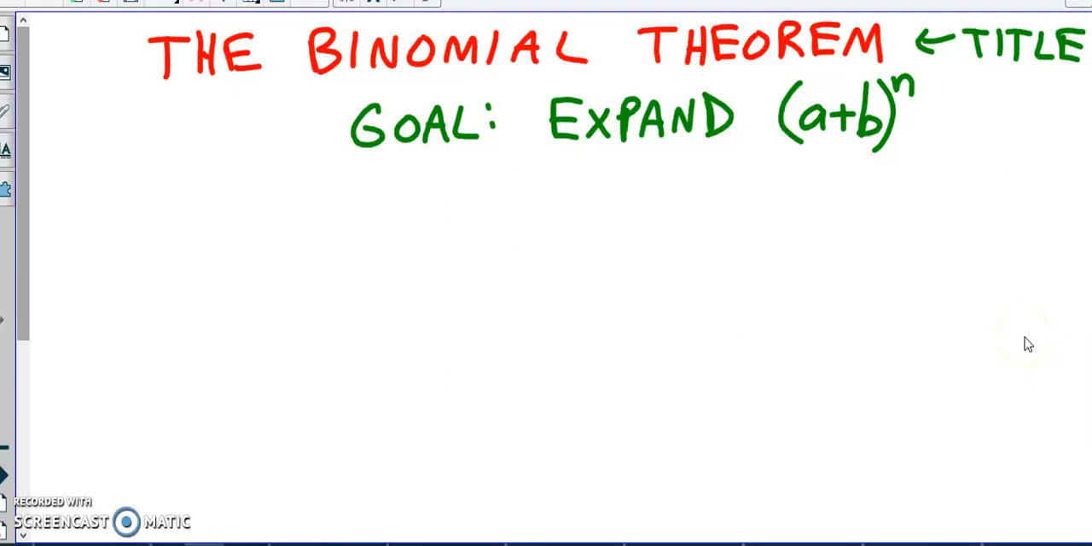The binomial theorem. The reason why it's called the binomial theorem is because it's made to handle binomials, which this thing right here is a binomial. And so our goal is to expand a plus b to the nth power without having to do a whole crap ton of foiling. So the first thing we have to understand is what a binomial coefficient is.